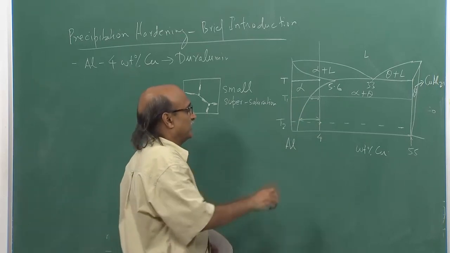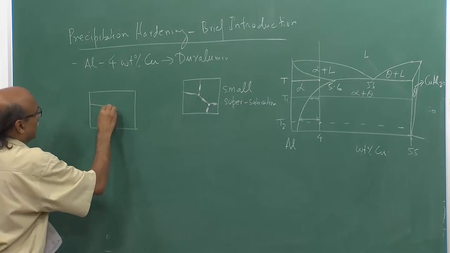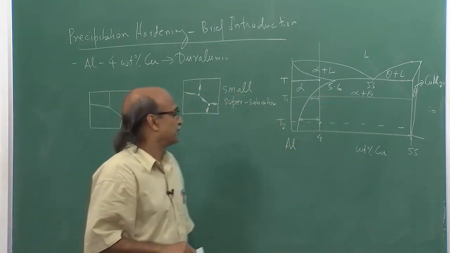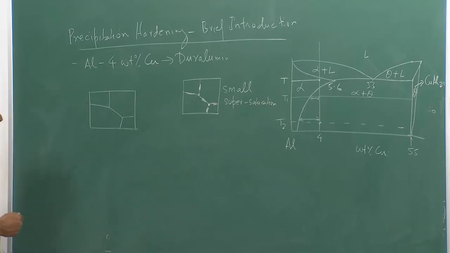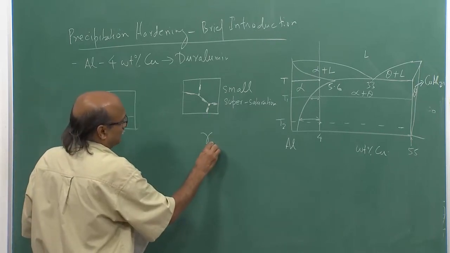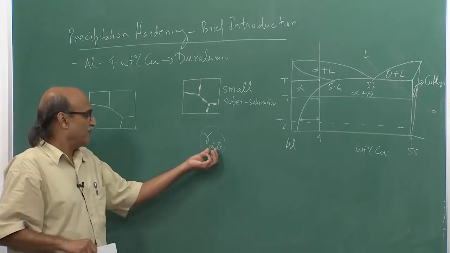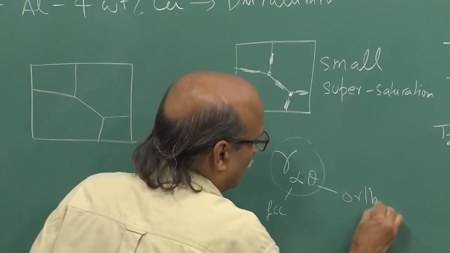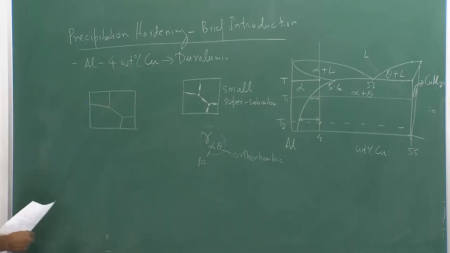As a result, now I have a much larger supersaturation, but the theta phase cannot directly precipitate, because the energy hill for nucleation of theta is very large, or delta G star is very large. And why is it very large? Particularly because gamma alpha-theta, the interface energy between alpha and theta, is very large because of the very different crystal structures of alpha and theta. Alpha is face-centered cubic, while theta is orthorhombic. Hence, direct precipitation of theta does not become possible.